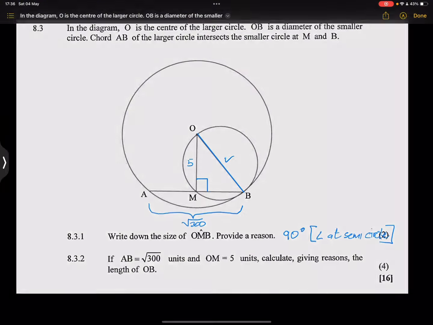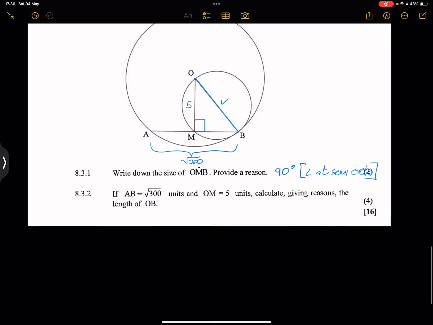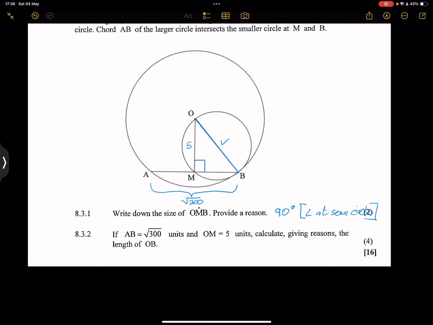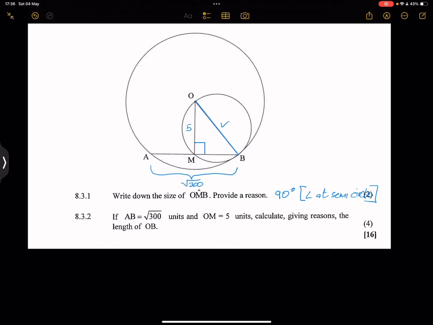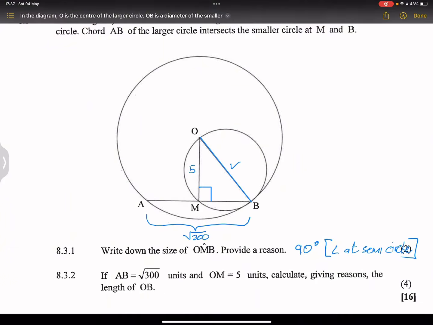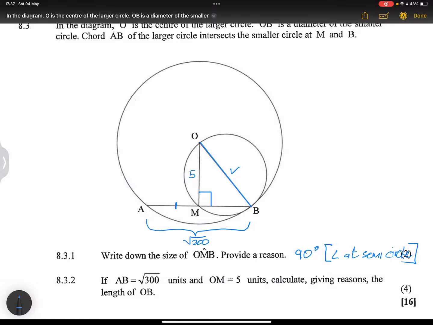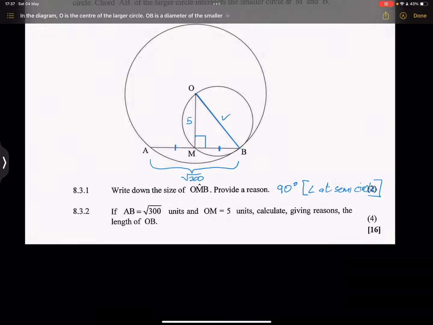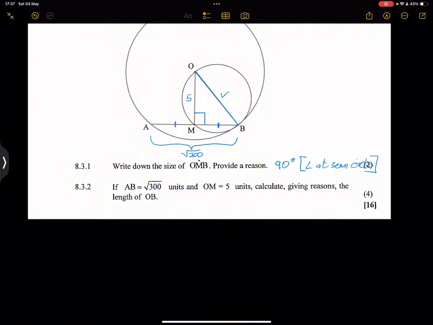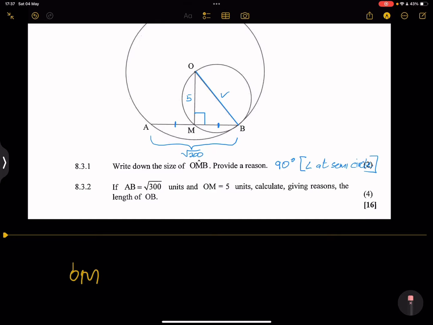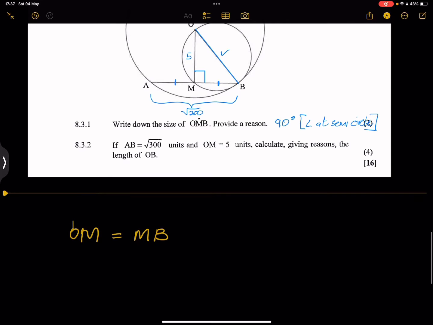Now, ladies and gents, first of all, remember on the larger circle, I have got OM making a 90 degrees, being perpendicular to AB. So what does that mean? It means that therefore it bisects that line. So in this case, it means AM would be equal to MB. So I'm going to state that OM is equal to MB, right? And why is that?